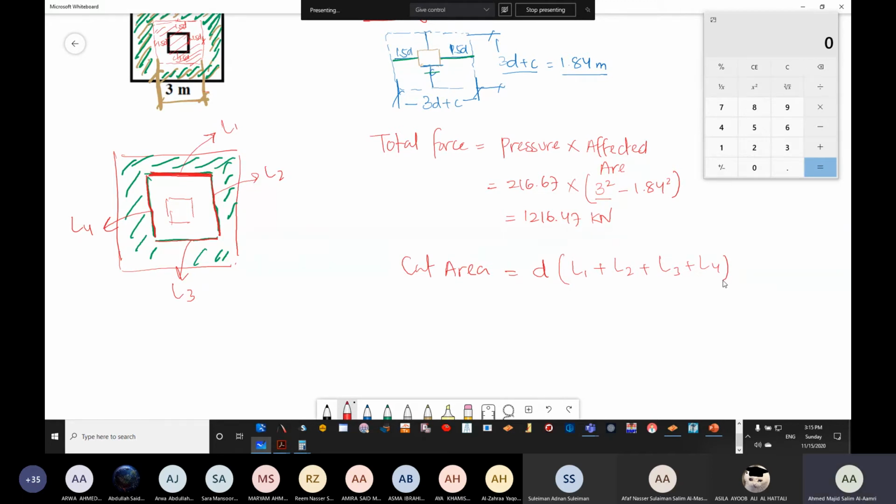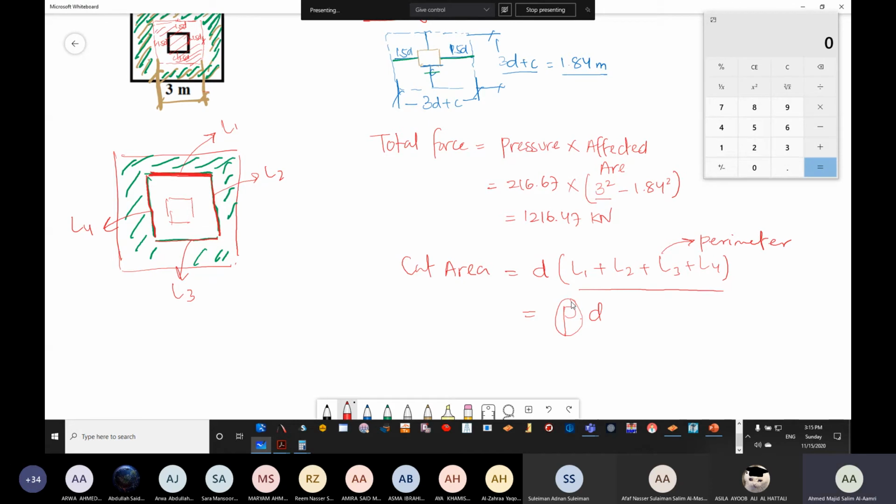Okay, so we have L1, L2, L3, and L4. Can I call this one the perimeter or circumference? You can, right? Okay, can I say that the cut area in this two-way is B into D, where B is the perimeter.